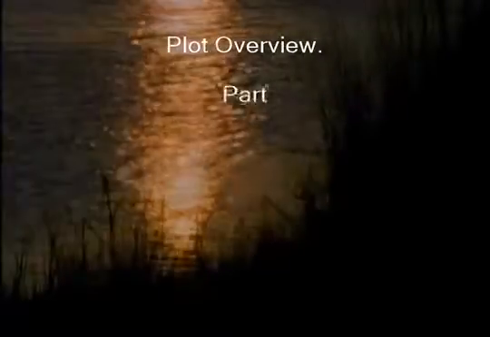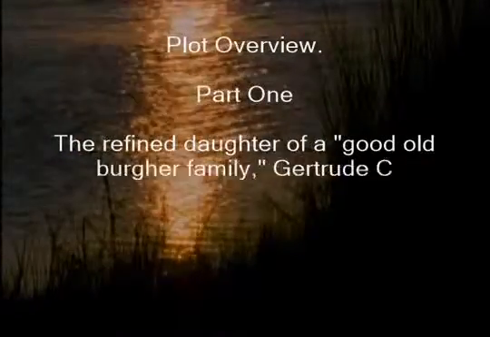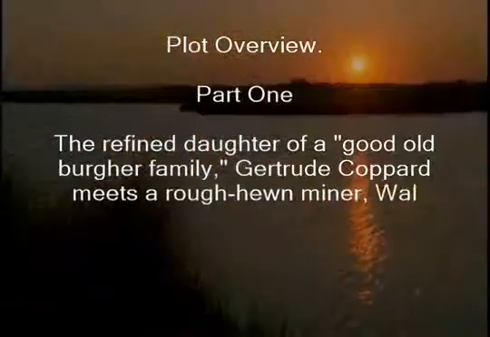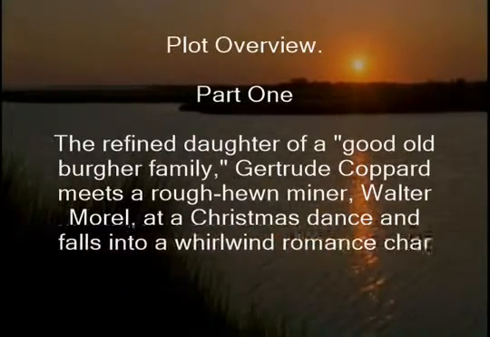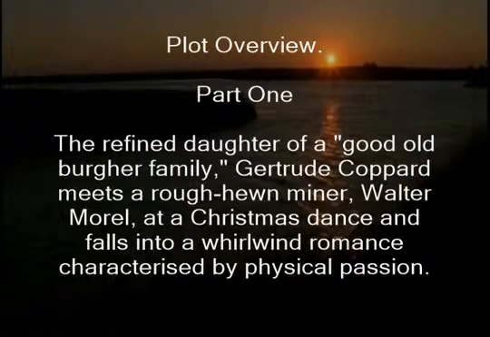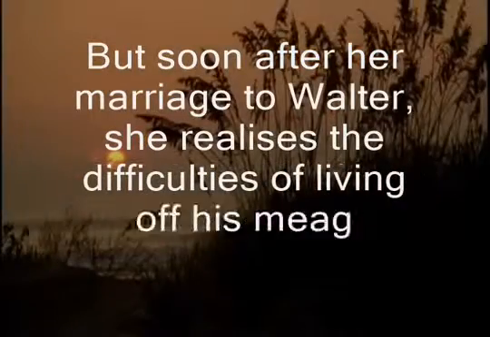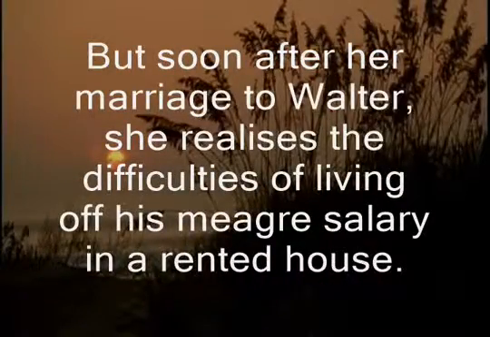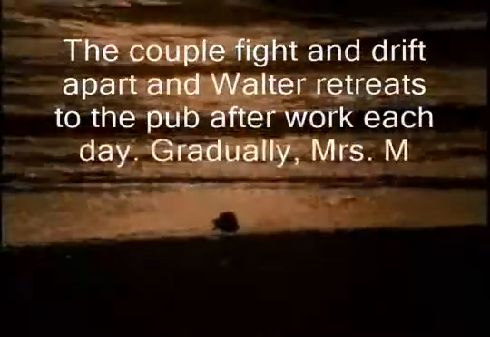Plot overview. Part 1. The refined daughter of a good old burgher family, Gertrude Coppard meets a rough-hewn miner, Walter Morell, at a Christmas dance and falls into a whirlwind romance characterized by physical passion. But soon after her marriage to Walter, she realizes the difficulties of living off his meager salary in a rented house. The couple fight and drift apart and Walter retreats to the pub after work each day.